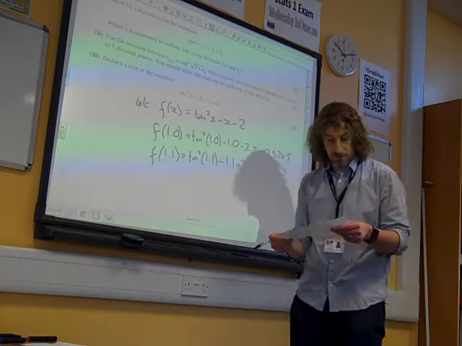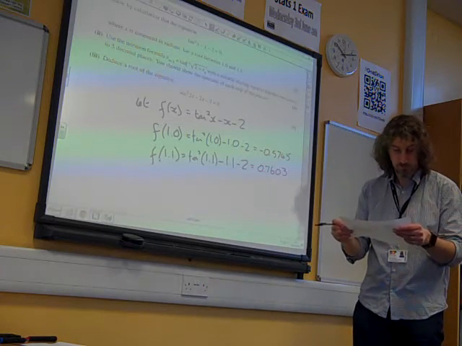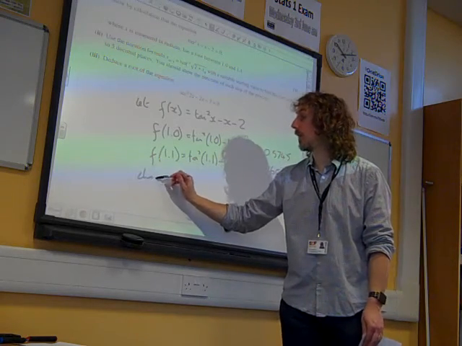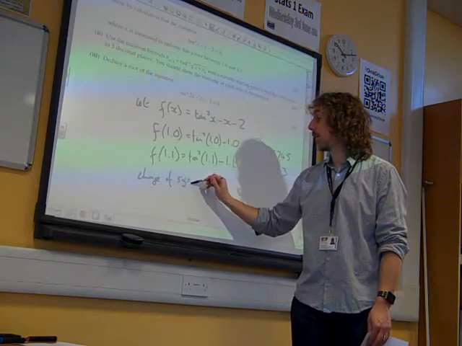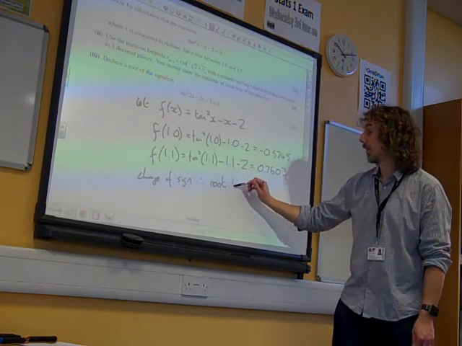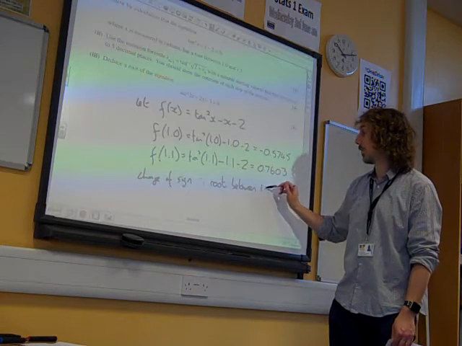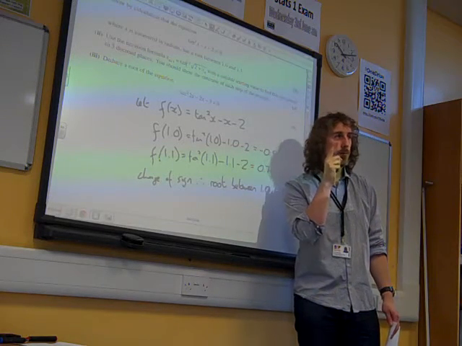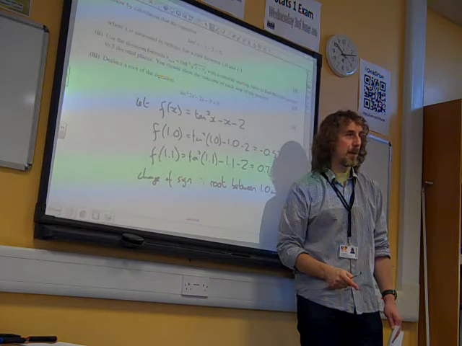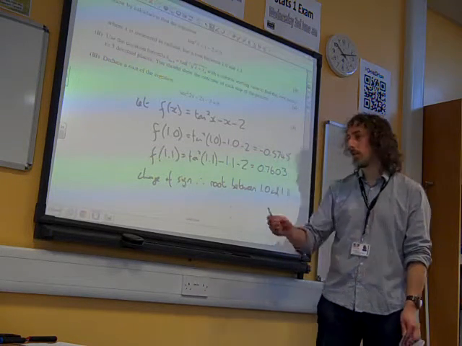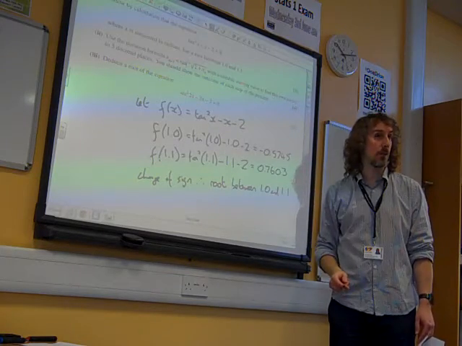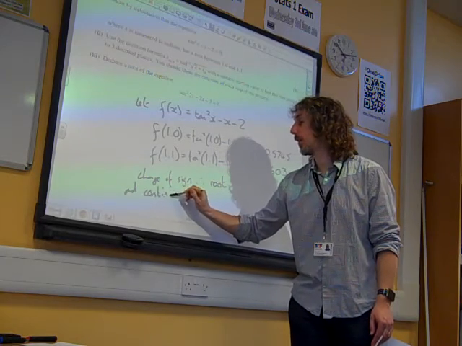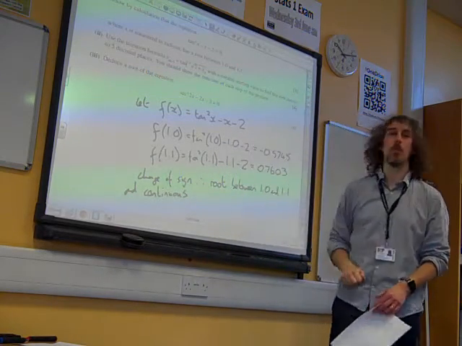And what I've got from that is I have a change of sign. I can't just leave it like this. I have to say I've got a change of sign. Therefore, there is a root between 1.0 and 1.1. And actually, if I'm being really strict about this, I should say that the curve is also continuous between those values. So change of sign and continuous. Therefore, we've got a root between 1.0 and 1.1.